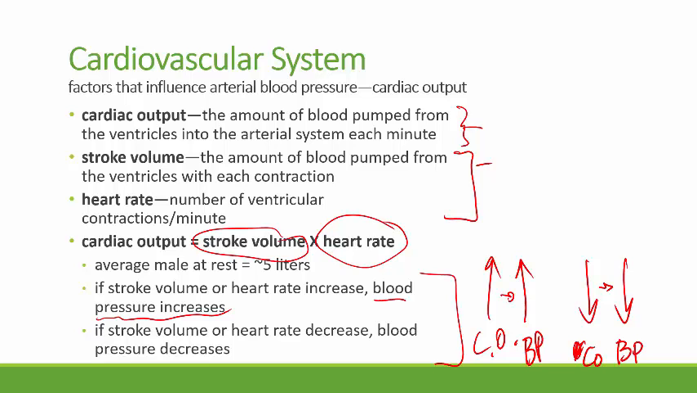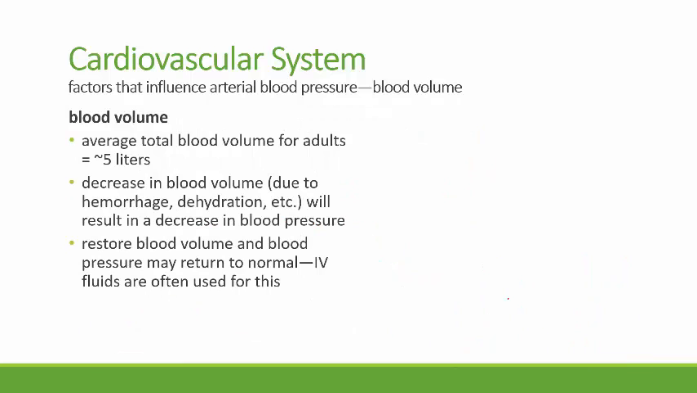But hopefully it makes sense that pushing blood into the system more rapidly, pushing blood into the arteries more rapidly, is going to cause an increase in blood pressure. Another factor that can influence the blood pressure is how much blood we have in the system altogether. So if an adult has approximately 5 liters of blood and there's a hemorrhage and blood is lost from the body, or if we get really dehydrated and we lose blood volume, then we're going to see a decrease in blood pressure.